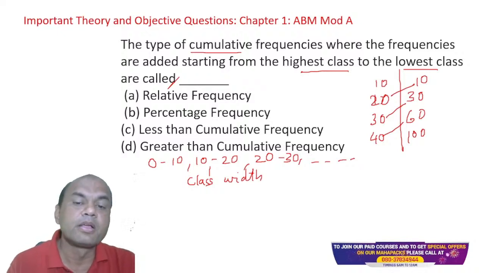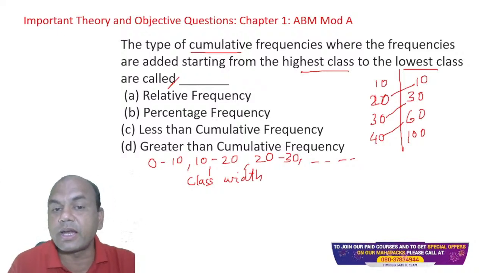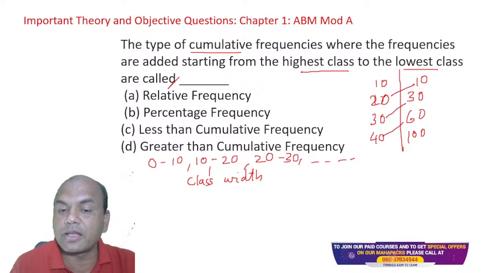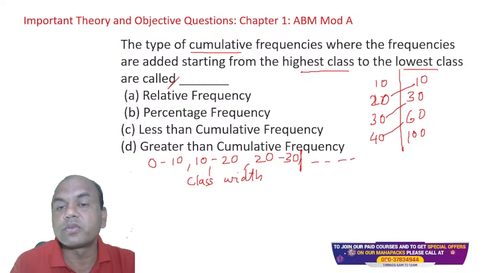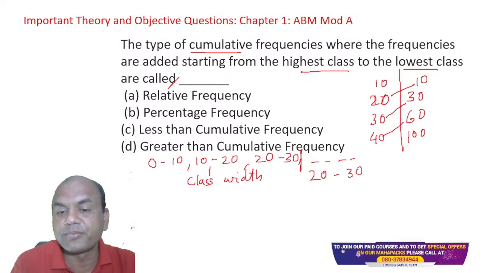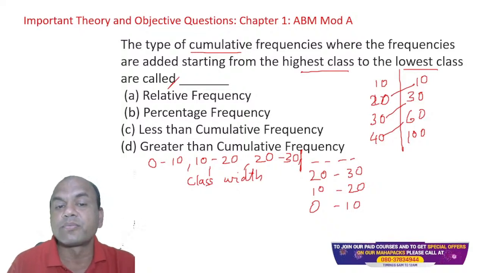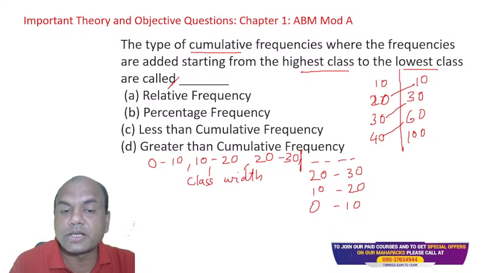Now what is the question? Where the frequencies are added starting from highest class to lowest class. So what will I do? When I arrange this, suppose we take only these three classes up till now: 0 to 10, 10 to 20, 20 to 30. If I want highest to lowest, how will I arrange them? I'll arrange them in this way. 20 to 30 first, then 10 to 20 next, then 0 to 10 next. Here highest to lowest I'm going. So I'm going on the lower side. So this is known as what? Relative frequency, percentage frequency, less than or greater than cumulative frequency.